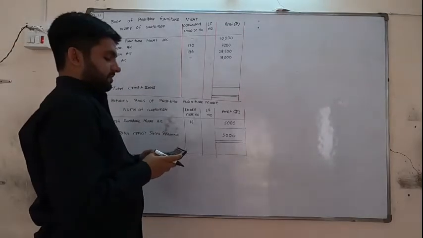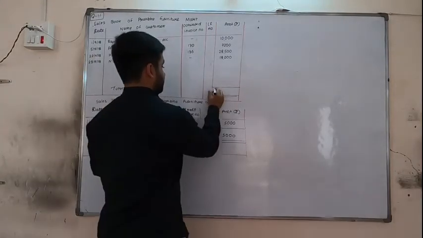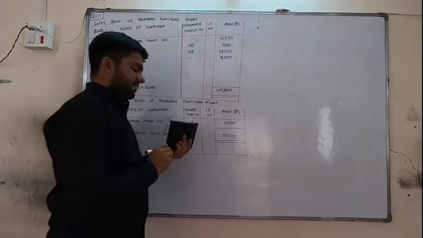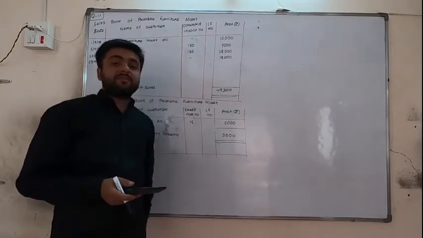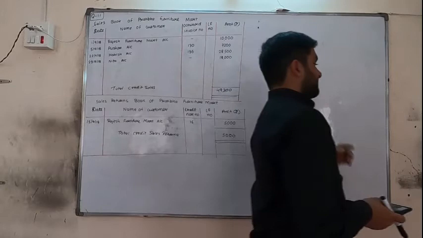10,000, 7,200, 28,500, 18,000, 49,300. See, there can be variation in answers. Okay, the answers which are given at the back, there can be variation because the book is new but the answers are old. Okay, so don't refer to previous answers.